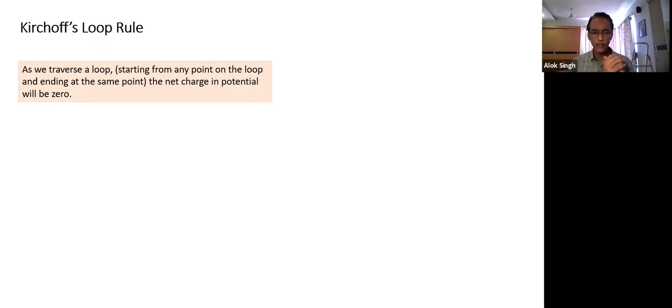There's a path defined. So the wording could be like this: as we move around the loop, or, as worldwide many times we use, as we traverse the loop. Traverse loop means starting from any point on the loop and ending at the same point. Whichever point you choose, end up at the same point. Sorry, not net charge, net change in potential will be zero. Correct this word: net change in potential will be zero. So when we traverse the loop, net change in potential will be zero.